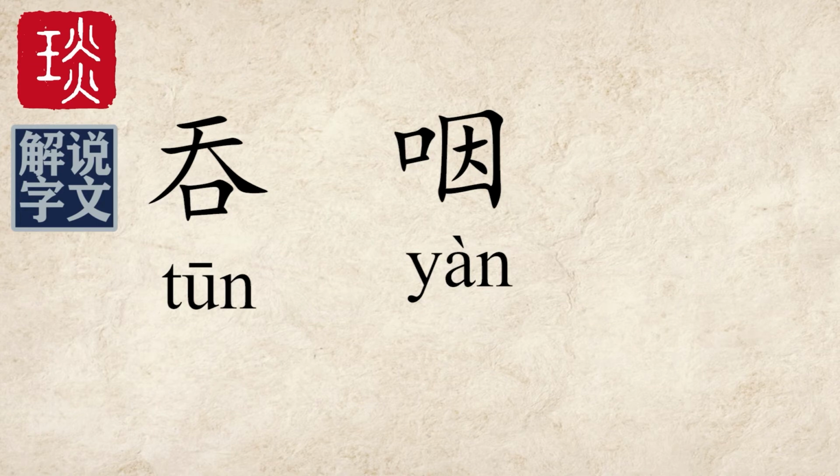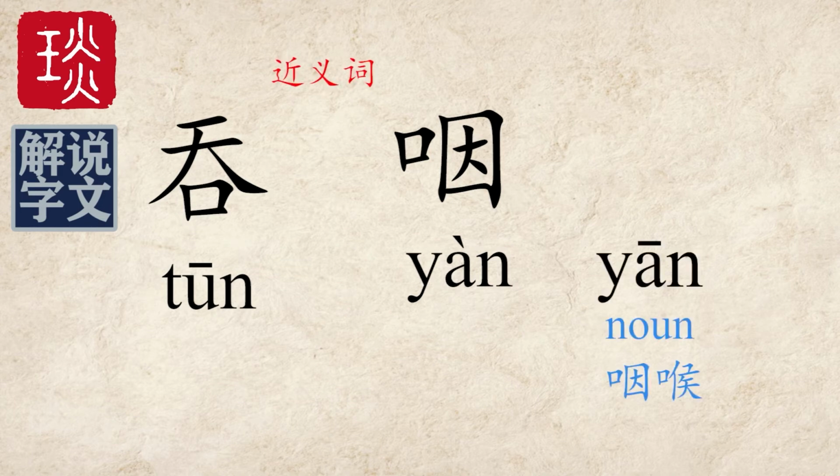Another character with similar meaning is 咽, swallow. Do you still remember this character? We just talked about it. 咽喉, throat. When it's a noun, it's pronounced as yān, the first tone. When it's a verb, swallow, it's pronounced as yàn, the fourth tone.